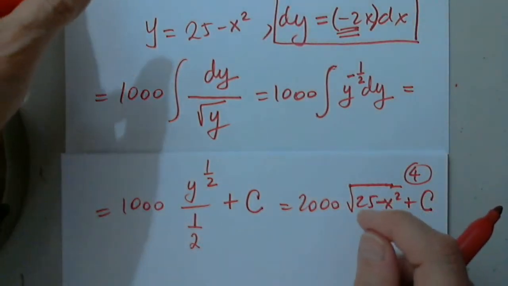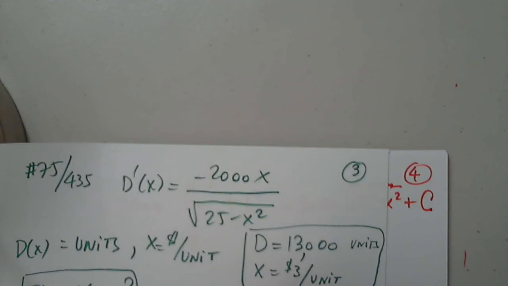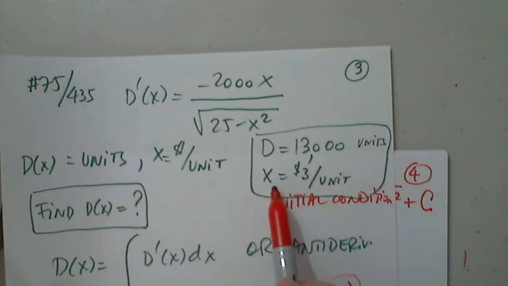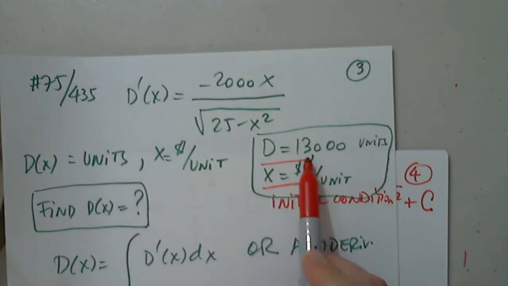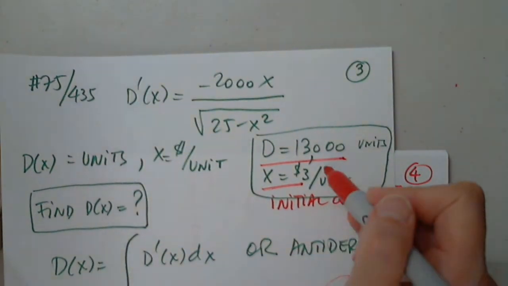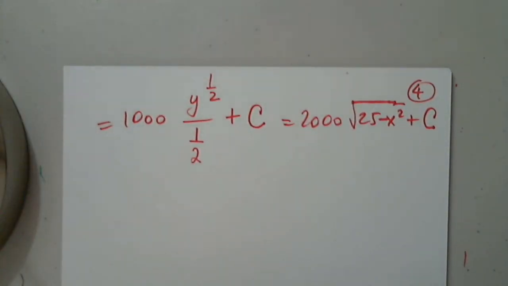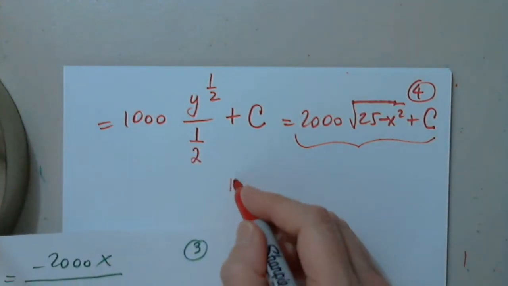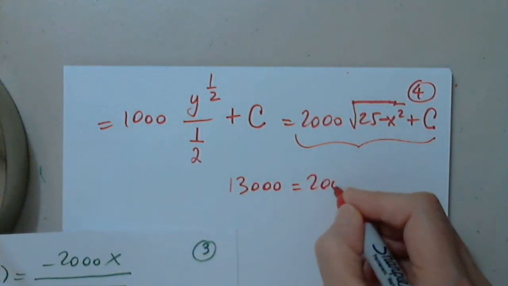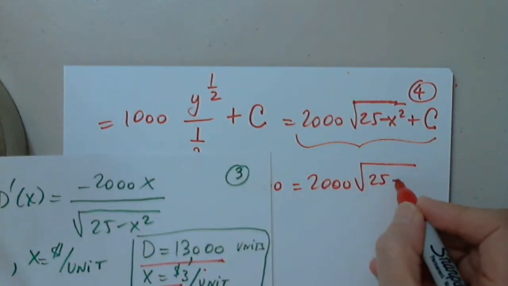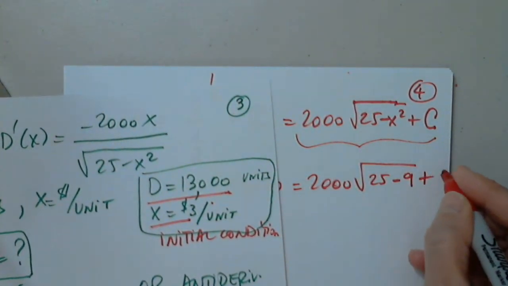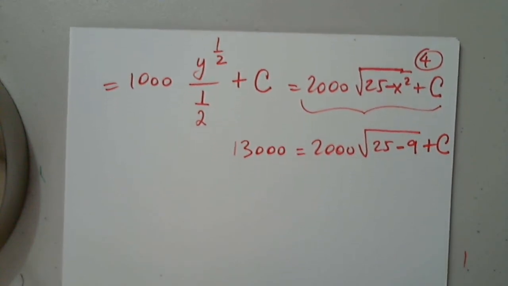Now, we are given what is called an initial condition. We are told when x is 3, d is 13,000. What do I do with this information, and why is it given to us? So you plug it in to find c. Exactly. So thank you so much. This is d, which is 13,000, equals 2,000 times the square root of 25 minus 9 (3 squared, 9), plus a constant c. And that's how we find the constant.